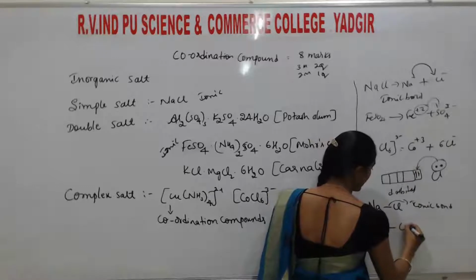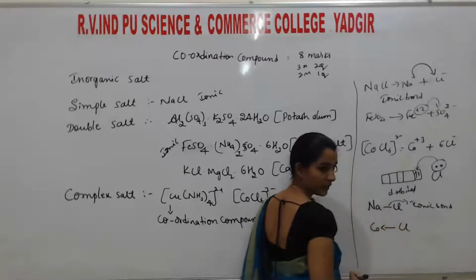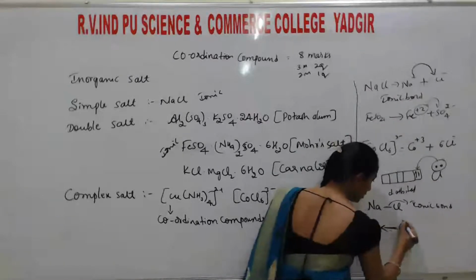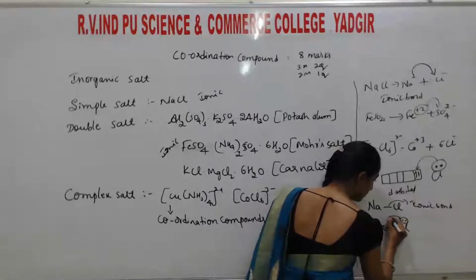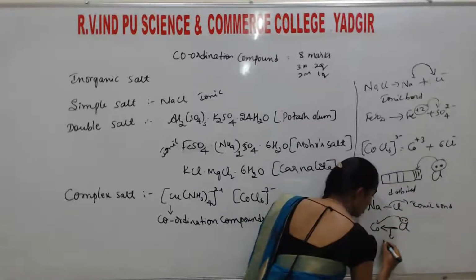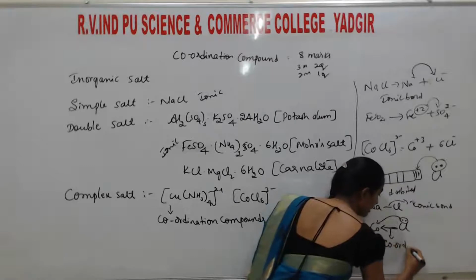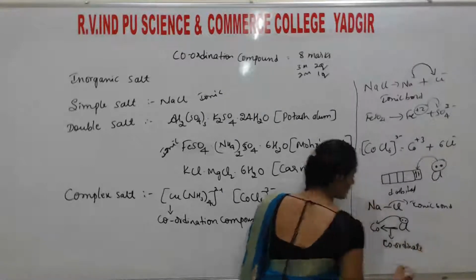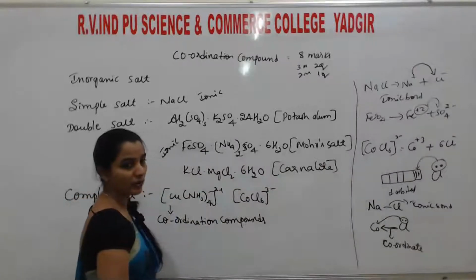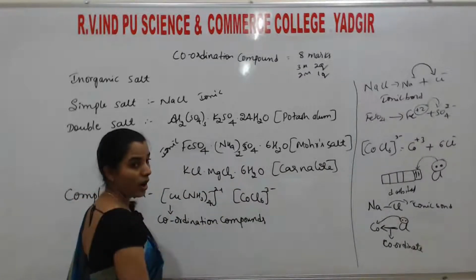CoCl6, you are going to write like this. So this shows what? The direction, the backward arrow, shows the electron transfer takes place from chlorine to cobalt. This type of bond is called a coordinate bond. That's why this type of complex is called a coordination compound. Why? Because they have a coordinate bond.